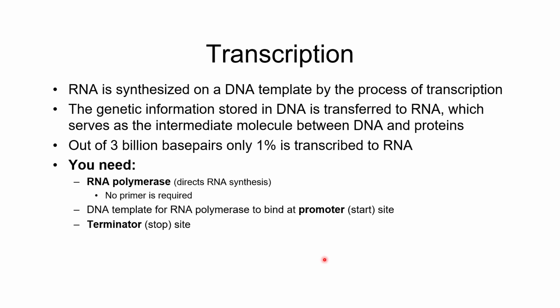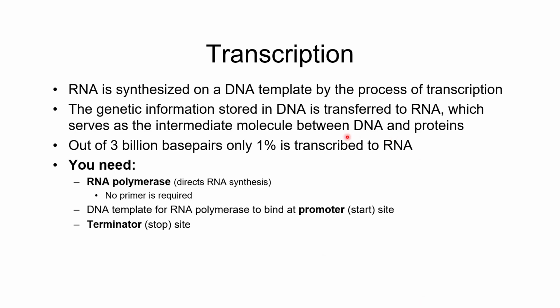Transcription is where RNA is synthesized on a DNA template, and that genetic information that's stored in DNA gets transferred to the RNA, and it serves as an intermediate molecule between DNA and proteins. Now, we should note, out of the roughly 3 billion base pairs that we have in our genome, only about 1% is ever transcribed into RNA. So there's a lot of other aspects to our DNA that serve purposes besides becoming an actual protein itself. And a lot of those DNA motifs get utilized to regulate transcription.